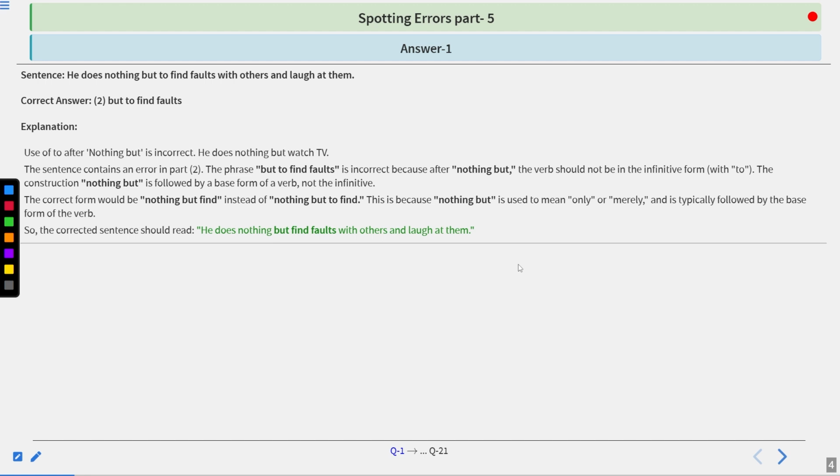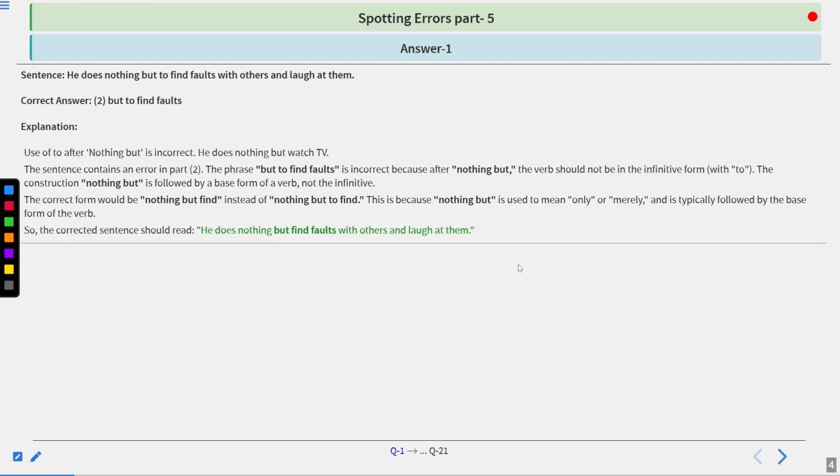The phrase but to find faults is incorrect because after nothing but the verb should not be in the infinitive form with to. The construction nothing but is followed by a base form of a verb, not the infinitive, which means you have to use the infinitive without to. That is known as the bare infinitive. The correct form would be nothing but find instead of nothing but to find.